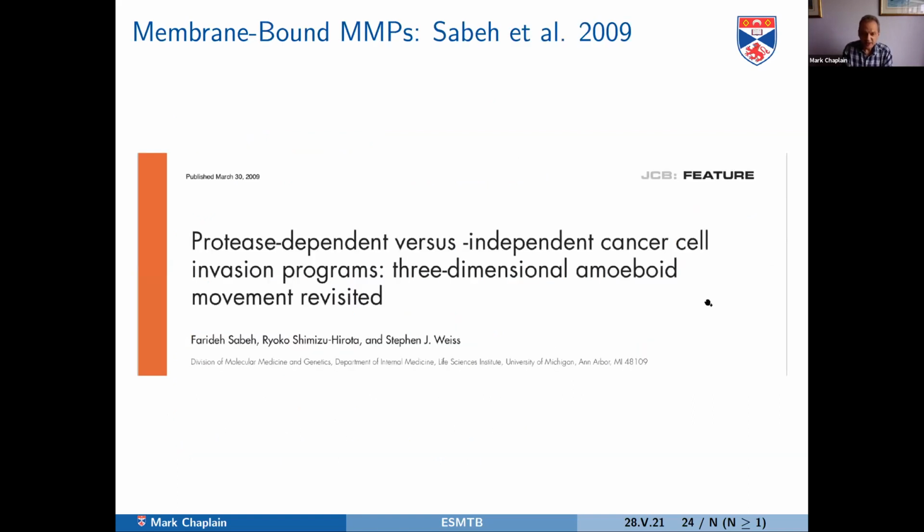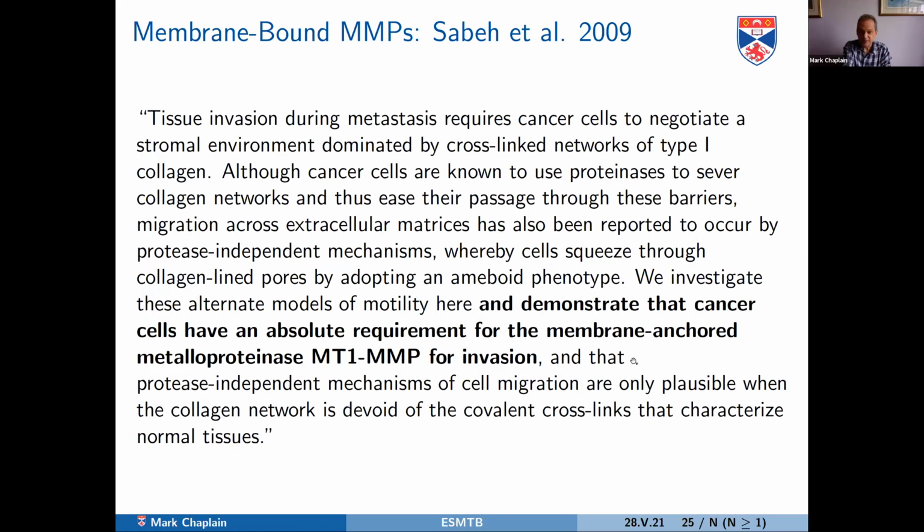And then the other aspect, which is very important, these membrane-bound enzymes, these were discovered in the lab of Stephen Weiss in 2009, and this is from the abstract from that paper there. This very nice work showed that cancer cells have an absolute requirement for these membrane-anchored metalloproteinases. They're called MT1 MMPs. An absolute requirement for invasion. So unless these membrane-bound, matrix-secreting enzymes are present, invasion is much reduced or doesn't happen at all.